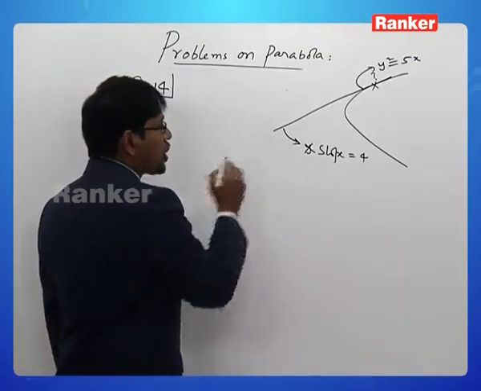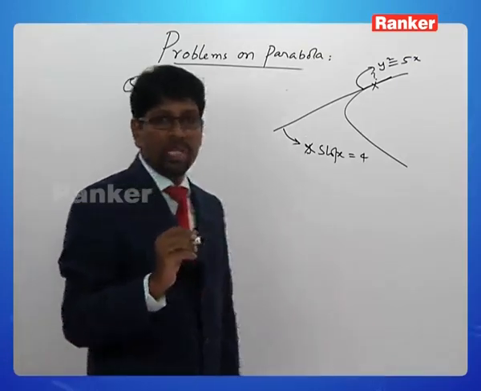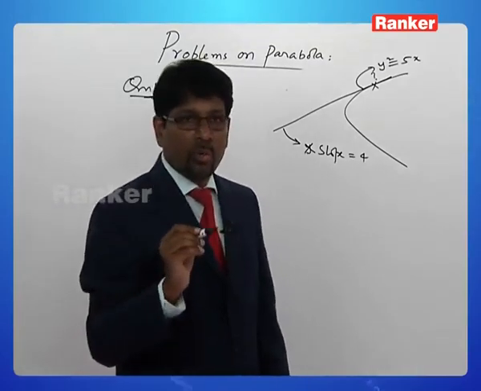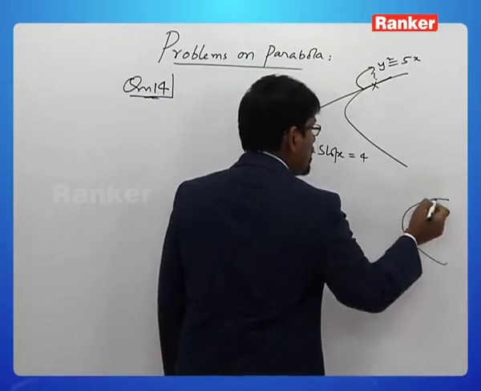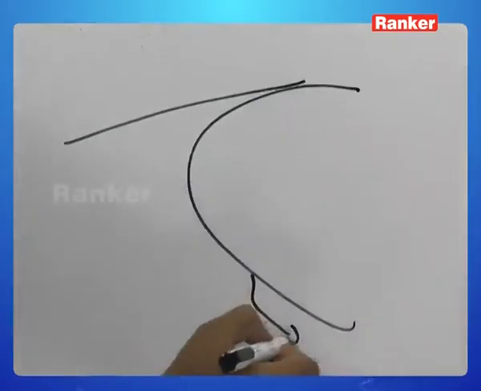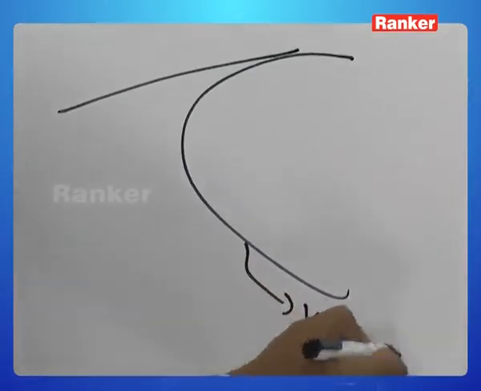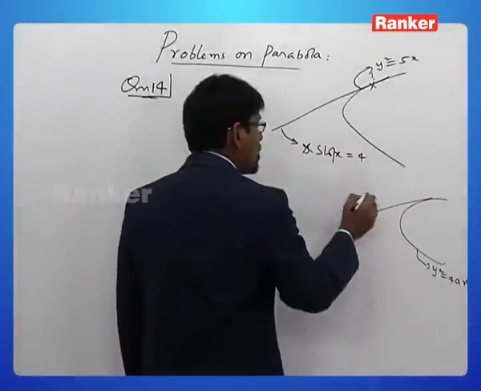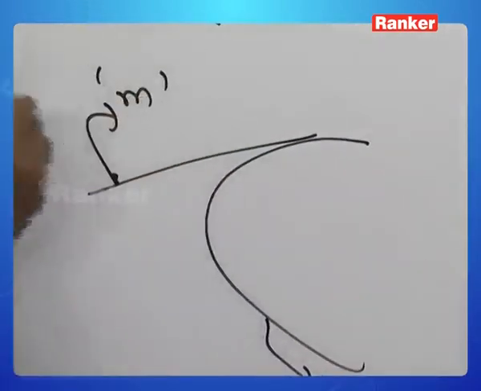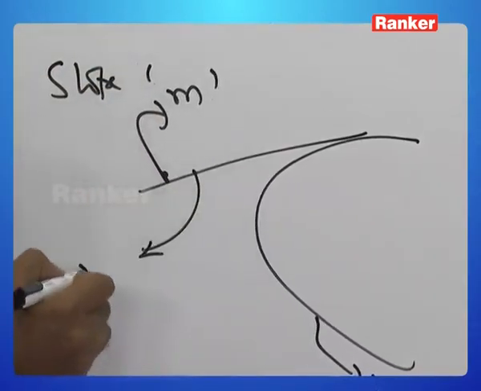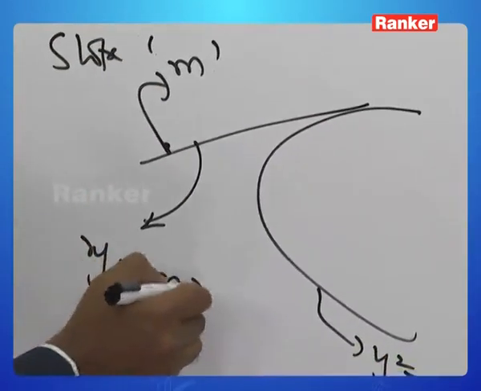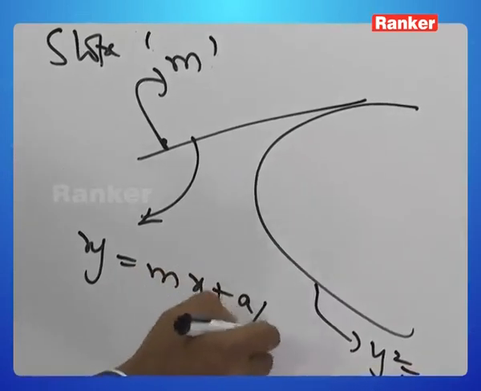A tangent with slope m to y square equal to 4ax is y equal to mx plus a by m. Let's use this result. So when you have the parabola y square equal to 4ax and a tangent with slope m, then the equation of this tangent is given by y equal to mx plus a by m.